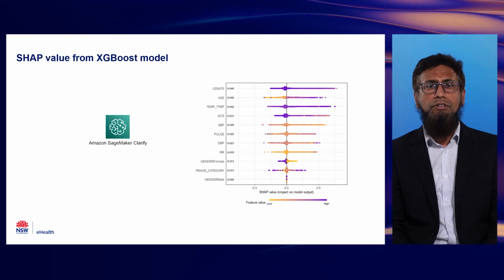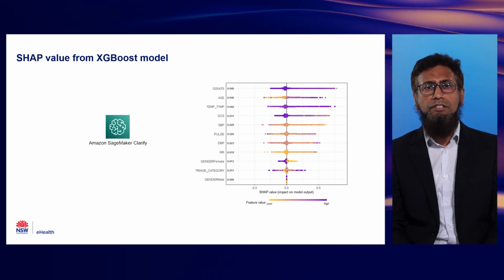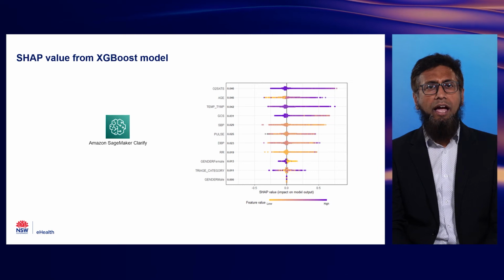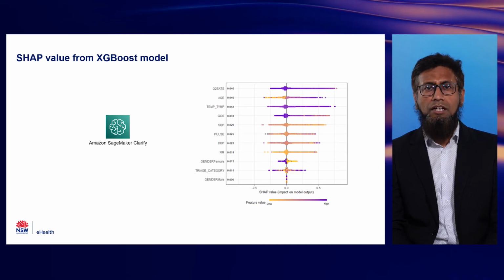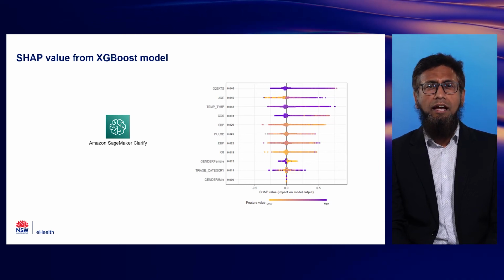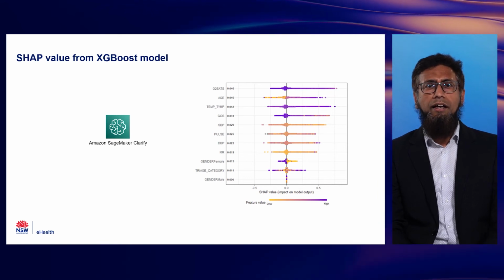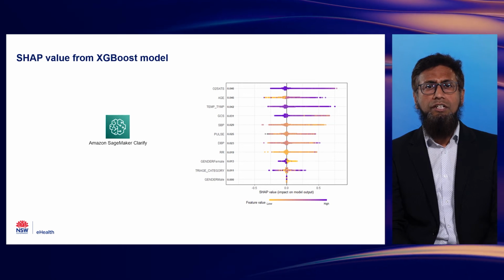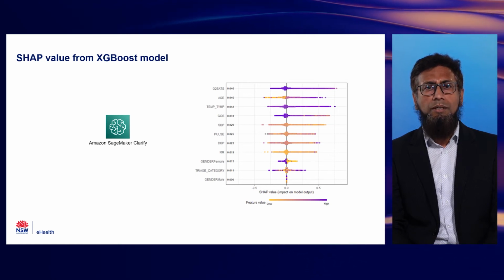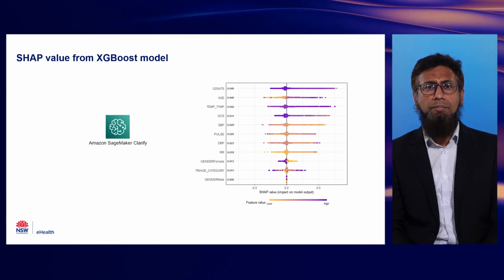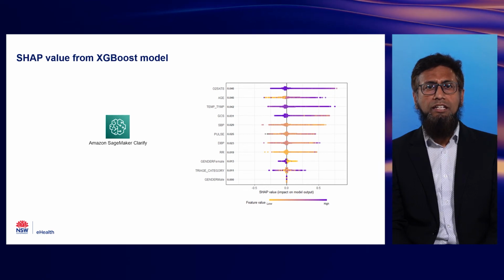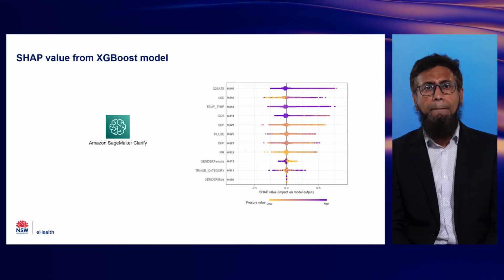From this perspective, we notice that the top 5 features are oxygen saturation, age, temperature, Glasgow Coma Scale, GCS, and systolic blood pressure. We also understand that higher values of oxygen saturation reduce the chance of positive sepsis, while higher body temperature and age increase the risk of sepsis.